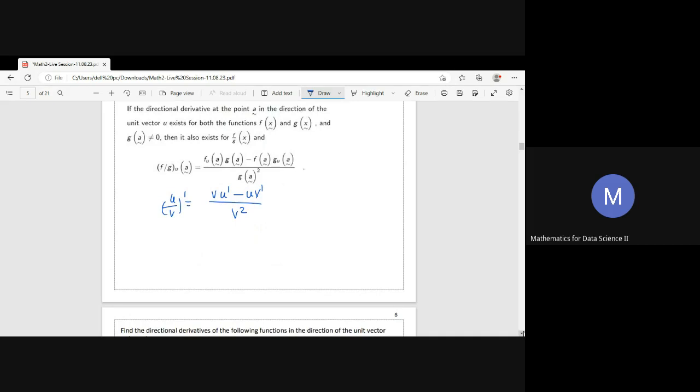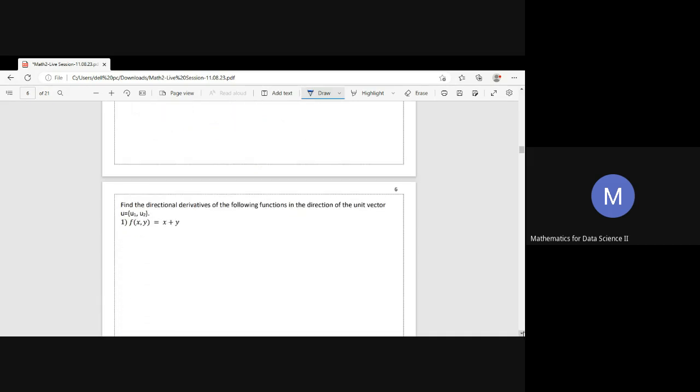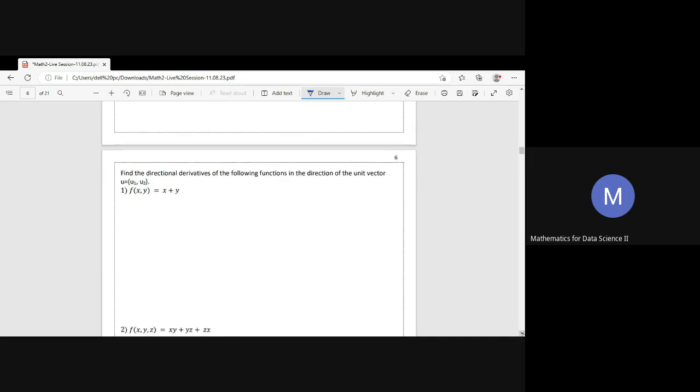Now find the directional derivative of the following function in the direction of the unit vector u equal to (u1, u2). Here they have not given any specific numerical values. They have given an arbitrary unit vector u equal to (u1, u2). So now what is the formula? The directional derivative of f in the direction u. U is given here, so how do you find it? What is the formula? Limit as h goes to 0.